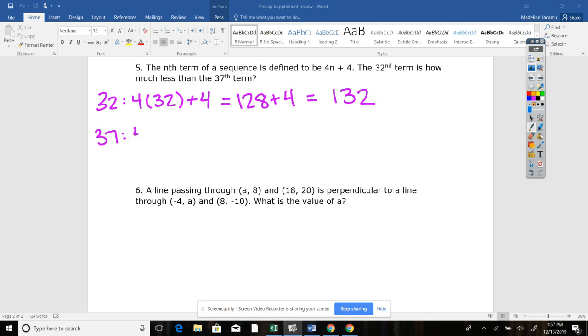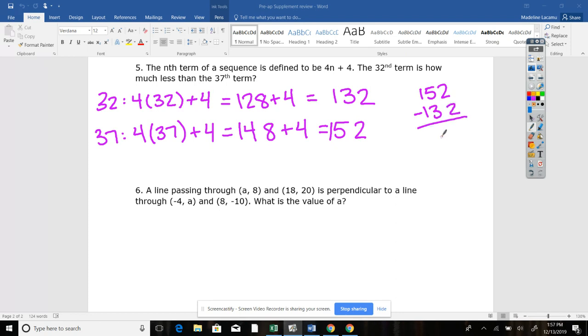Now 37, do the same thing except I replace n with 37. So 37 times 4 is 148 plus 4. So that would be 152. Now, how much less? So 132 is how much less than 152? So I would do 152 minus 132, and we get 20. And that is our answer.